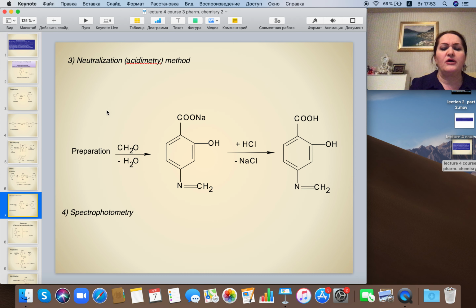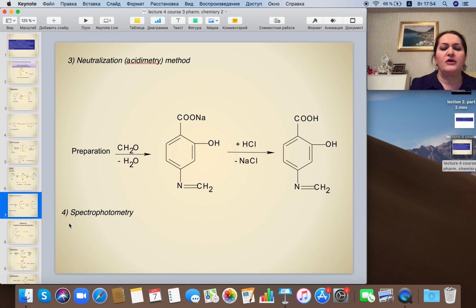The third method of quantitative determination is the neutralization method, or acidometric method. Because this preparation has sodium, we use the acidometric method. First of all, we add formaldehyde, and the primary aromatic amine changes in this radical, then it hydrolyzes these substances. We receive the acid of this preparation, in the presence of the indicator thymol blue.